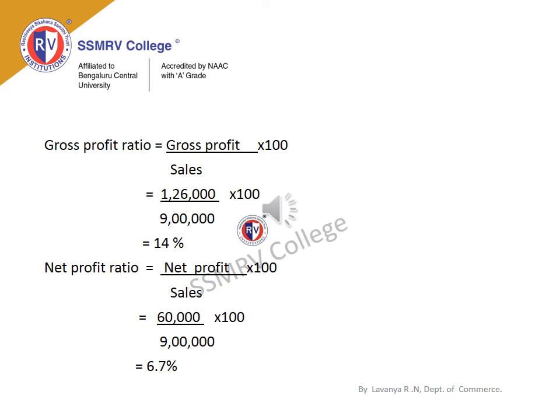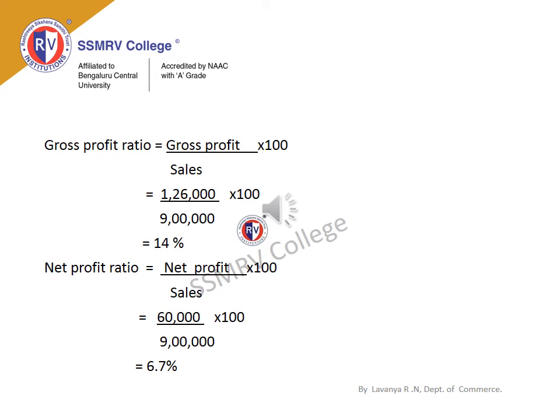Gross profit ratio and net profit ratio are profitability ratios based on sales. So the concern's profitability will be measured on the basis of sales made during the year. Let us see the calculation of gross profit ratio. Gross profit ratio will be calculated by using the following formula: gross profit by sales into 100.